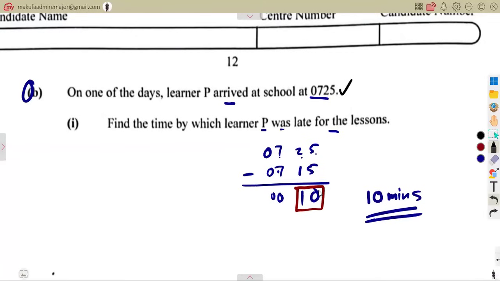That is the time when he's late. Initially, he was supposed to be at 15, so do not take this 10 here. This one was the difference, to see the time by which he's late, like how many minutes or how many hours he is late. But here we need the time that was taken.